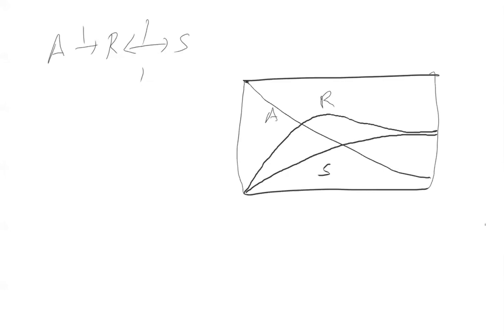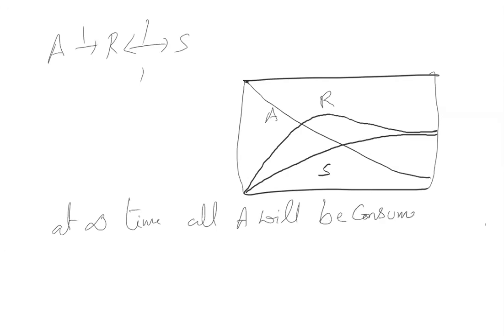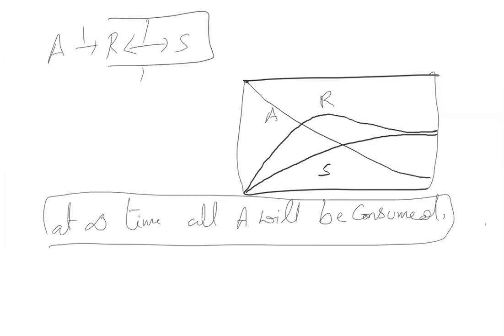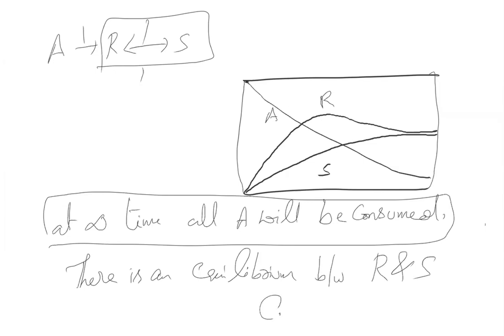Ultimately, what happens at infinity time? All A will be consumed, because there is no equilibrium with A. All A will be consumed and there is an equilibrium between R and S, which is CR is equal to CS. That is what I show. Let's assume that at infinity time A will become almost 0 and R and S will be equal.